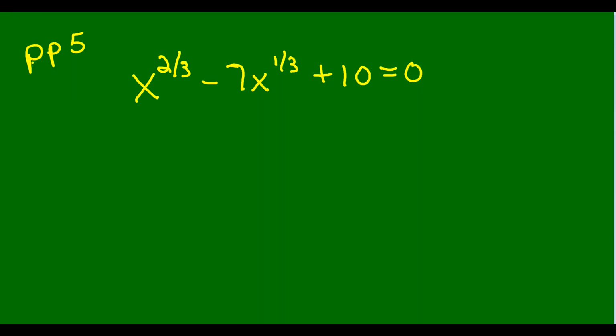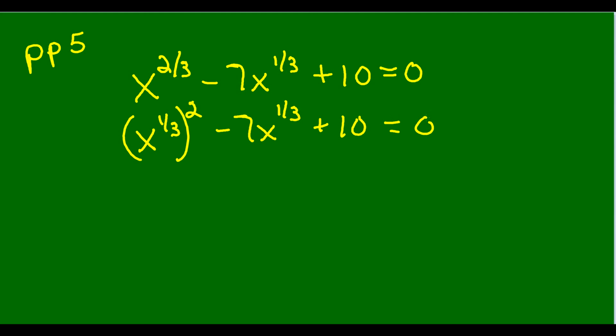Okay, here in practice problem 5, I could use u substitution as well, which I'm going to do in this problem for us. I'd like you to know how to do this and do it well. Because this is quadratic in form, I could really rewrite this as x to the 1/3 power and then raise that to a second power. So it's an equivalent expression, and then minus the 7x to the 1/3 plus the 10 equals 0.